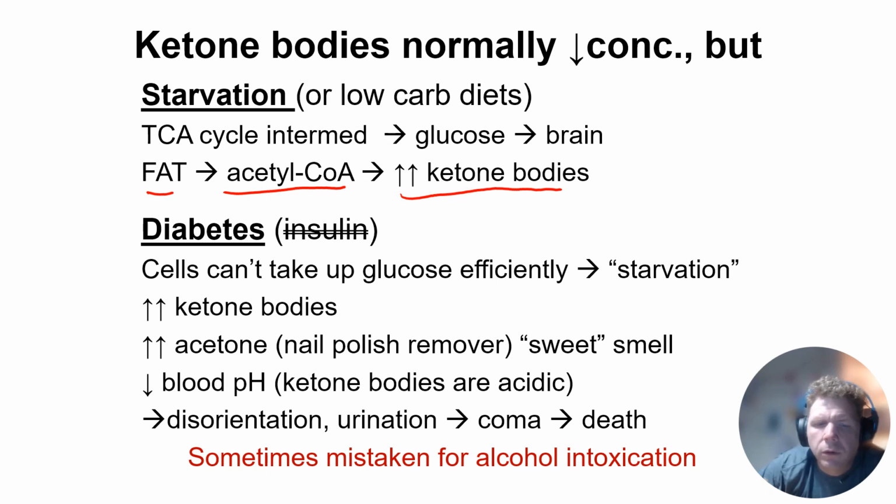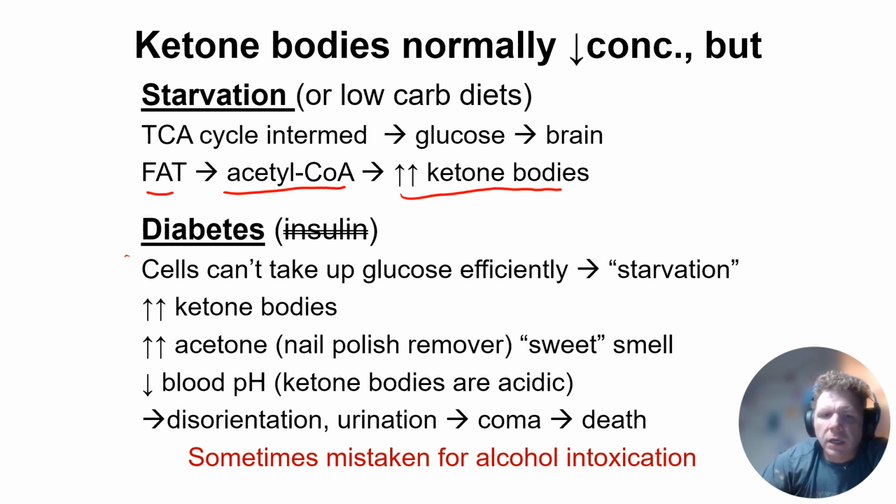Now, for people who have diabetes, one of the potential issues is their cells can't take up glucose efficiently, which leads to the cell believing that it's basically starved. Now, what this means is that ketone body concentration is going to go up, acetone concentration is going to go way up, and blood pH is going to go down. These ketone bodies are somewhat acidic.